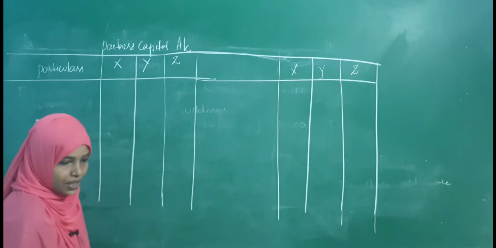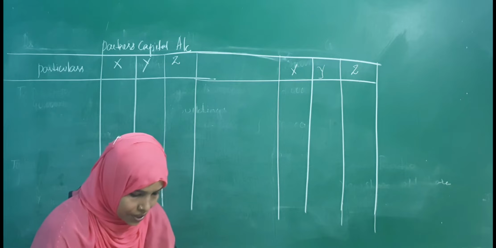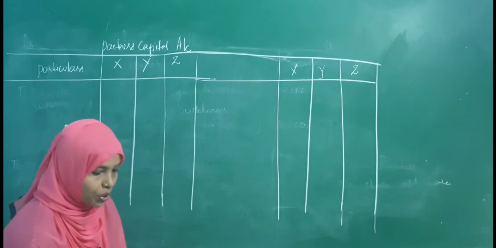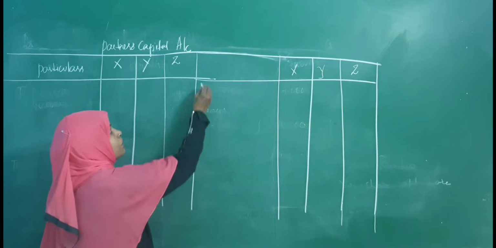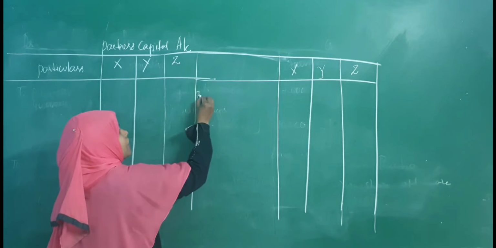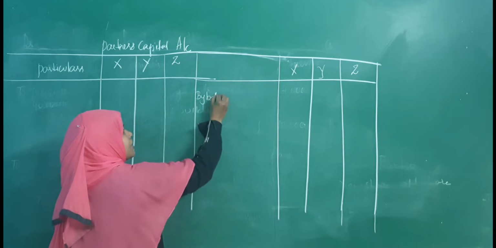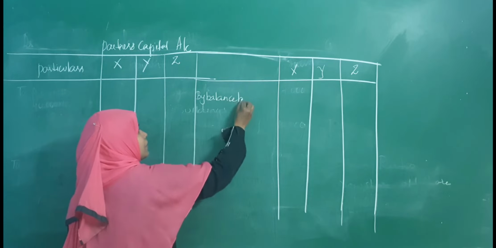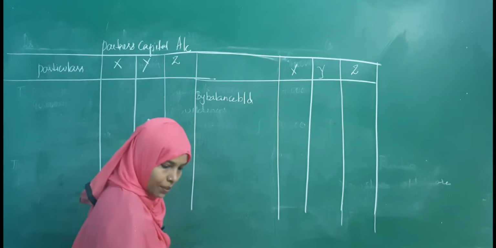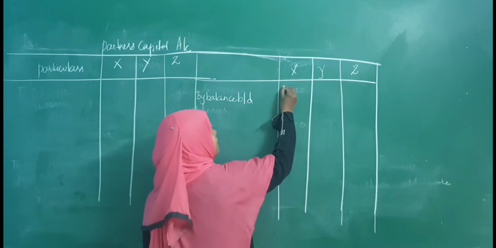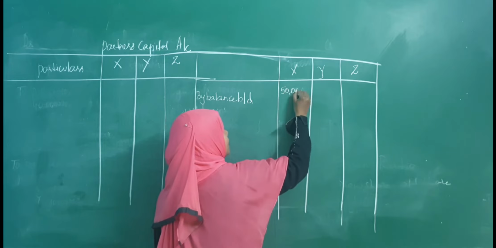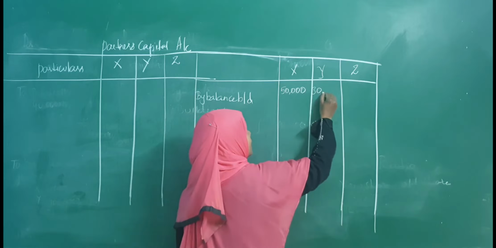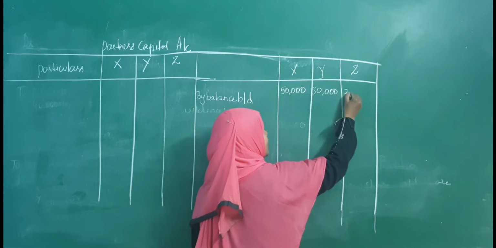First, what I have told you, they have given capitals. So, when you are transferring, what you have to write? By balance brought down, because already it's partners capital account. By balance brought down. How much capitals they have given? 50, 30, 20.